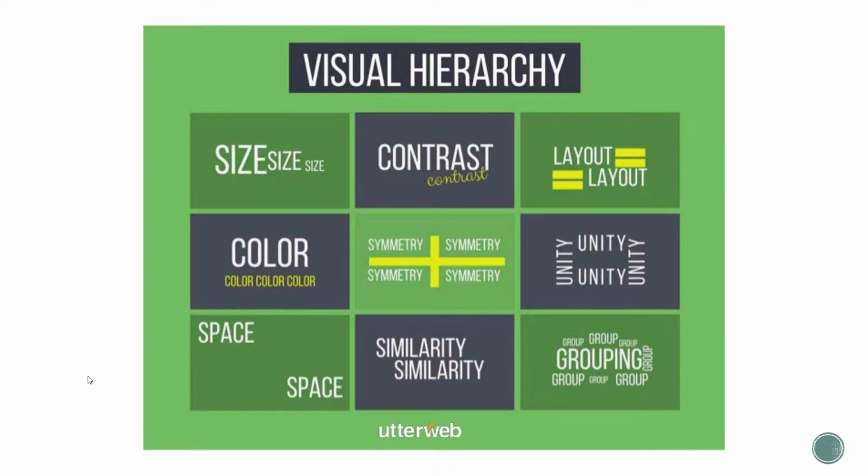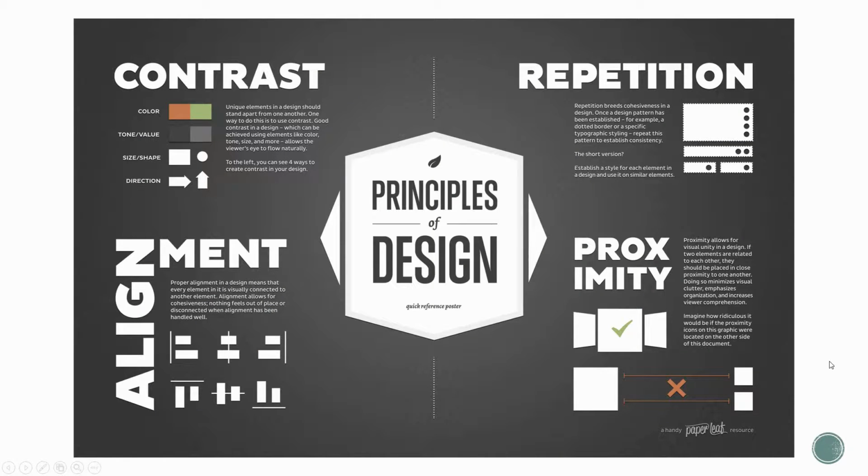Similarity. Grouping goes along with that idea of space. You'll often hear the term proximity, and depending on how close something is, it can either feel like it's associated with it, or if you create enough space, it'll feel like it's part of its own unique group. So here's more visuals going into some of these ideas. So contrast, you can use colors to create contrast. You can use different tones or value depending on how light or dark something is, size or shape, the direction it's moving in. Here are a couple different types of alignment.